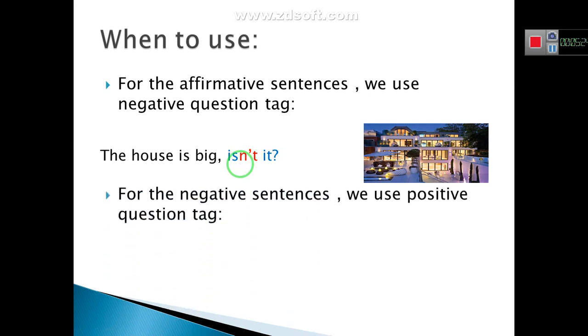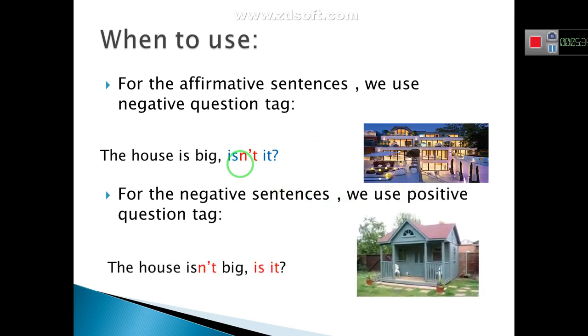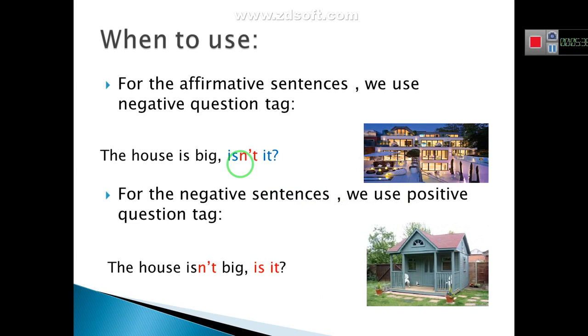What about if the sentence is negative? For the negative sentence, we use positive question tags. The house isn't big, is it? Look at this house. Look at the first house.